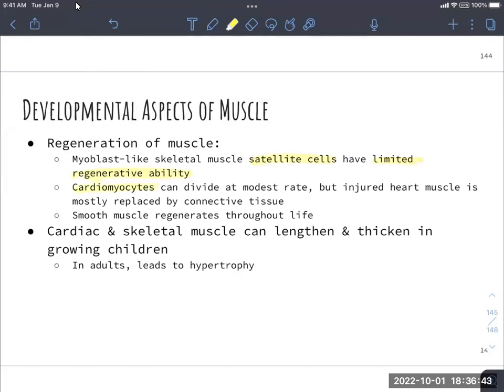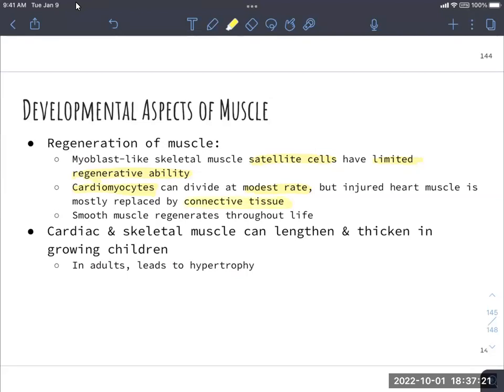Cardiomyocytes can divide at a modest rate, but say you get a heart attack. A heart attack is when one of the blood vessels that goes to the heart gets blocked, so blood is not going to the heart muscle that allows that heart muscle to contract. So those cells around that blood vessel aren't getting any nutrients anymore, they die and they get replaced with connective tissue.